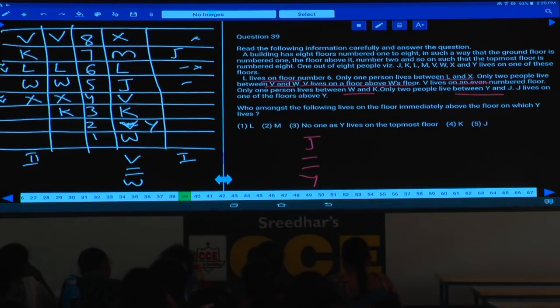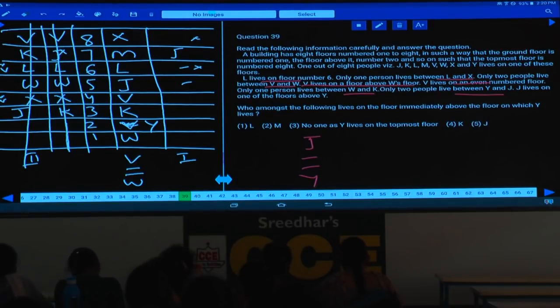Again, coming to this one, J cannot be on this place. On the floor number 4, J cannot be in these two places. This case is ruled out. Here also it is ruled out because J cannot be here. Hence, finally, we are left with only one case. And what is the final arrangement here? X, M, L, J, V, K, Y, and W. Clear now? Now, this is about question numbers 39 to 43.